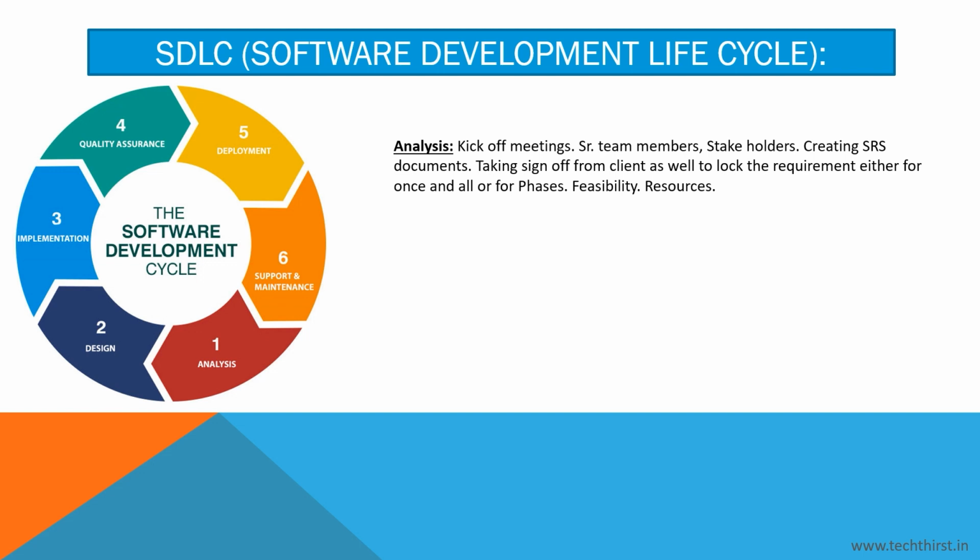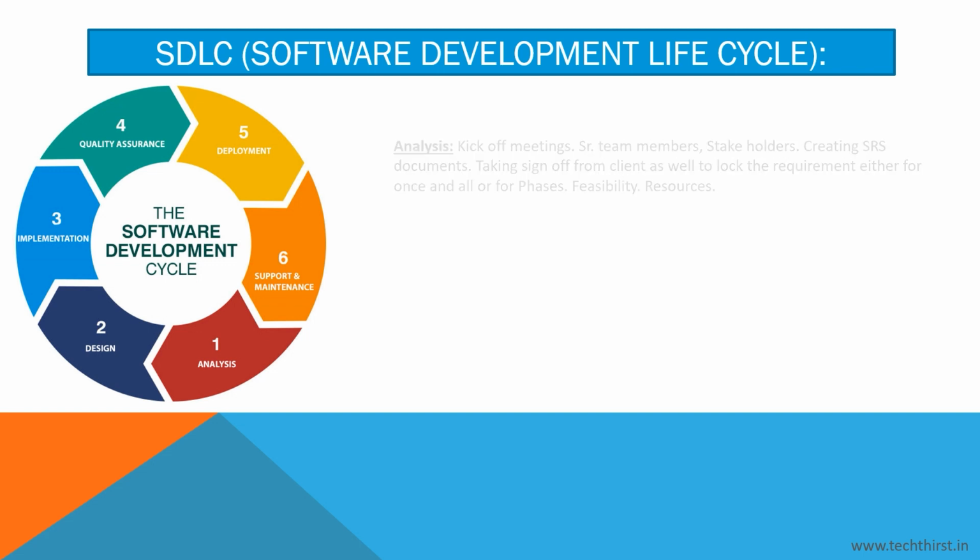First, we have analysis. It starts with a kickoff meeting with senior team members and stakeholders. They assess and define requirements for the software system or application to be developed. A software requirement specification document gets created based on this phase, taking sign-off from the client as well to lock the requirements, either for the complete project or for milestones. Feasibility checks and resource checks are also done beforehand.